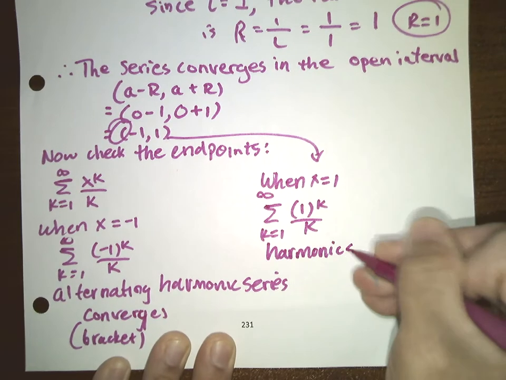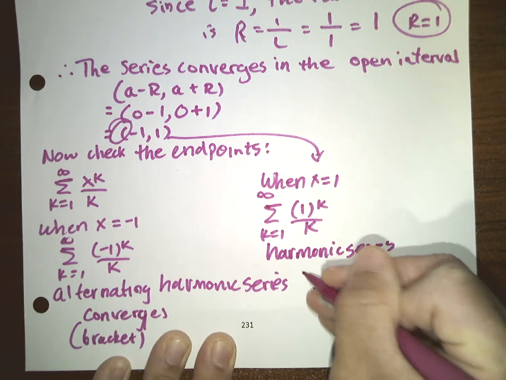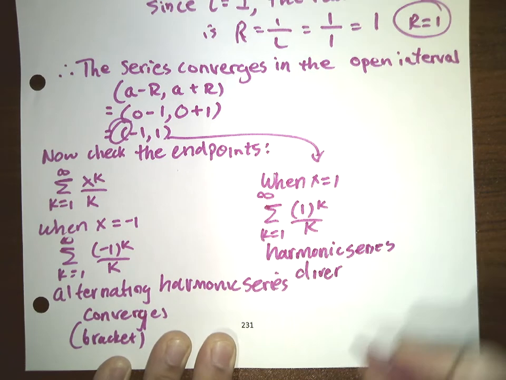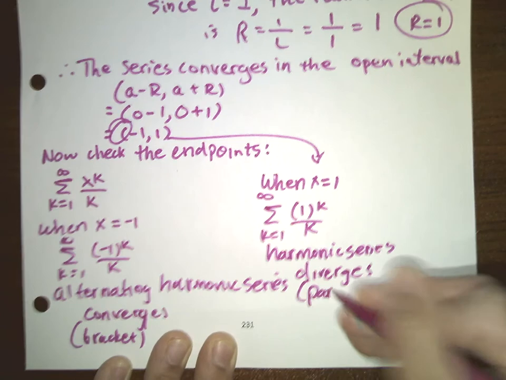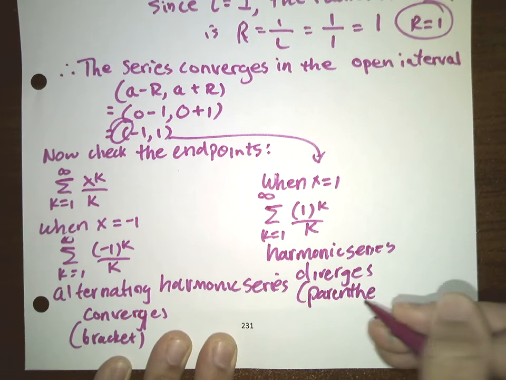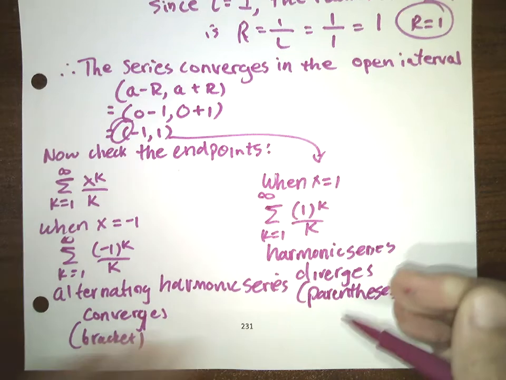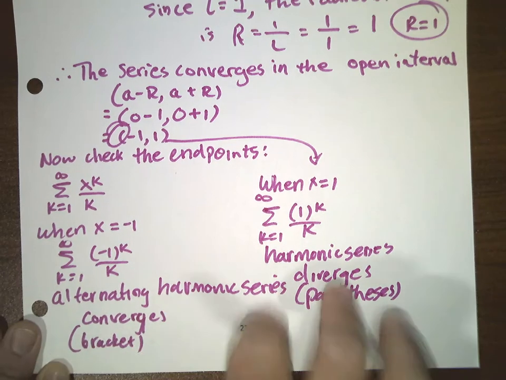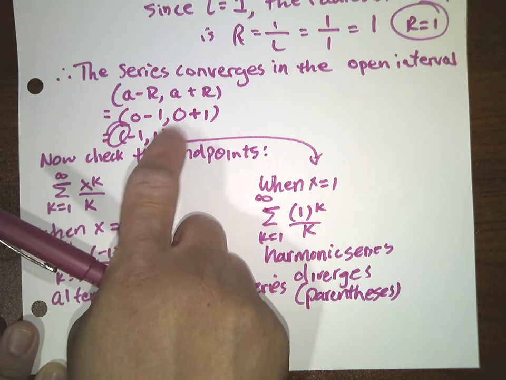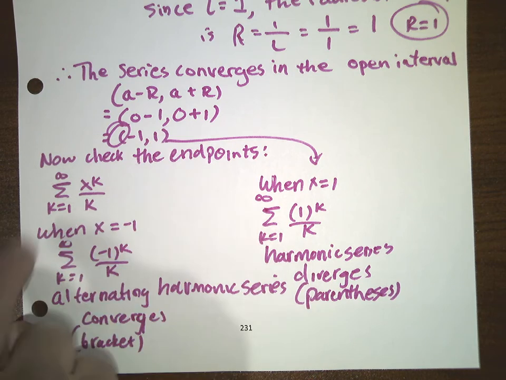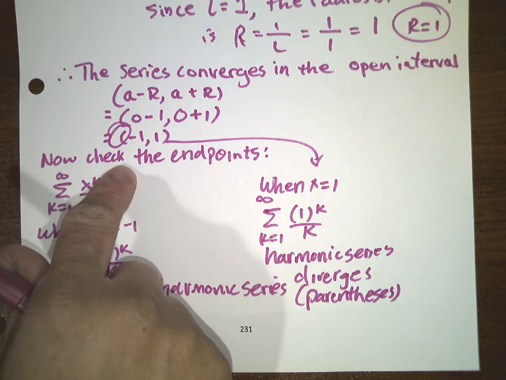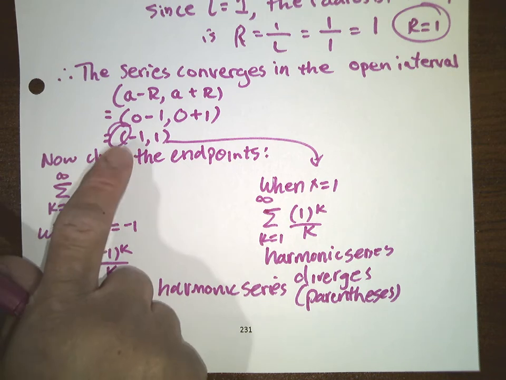So that's a harmonic series, but that diverges. So that means, remember, I need to use a parenthesis at negative 1 to indicate that it's one of the values for which the series does not converge, but a bracket at negative 1 to indicate that it's one of the values for which the series does converge.